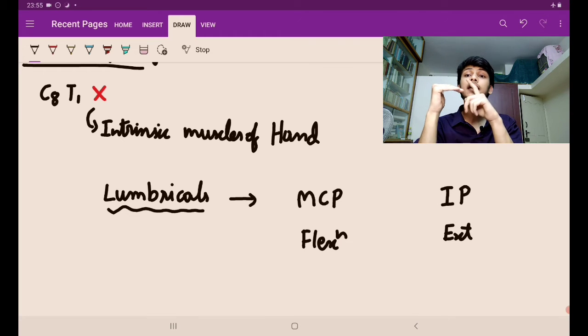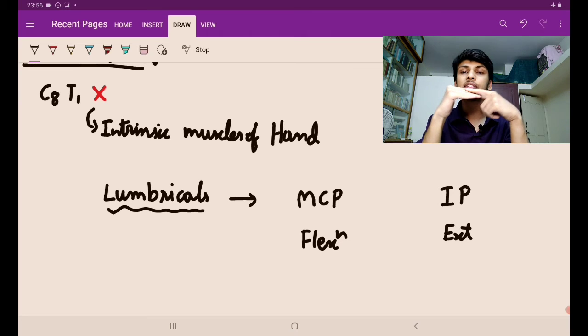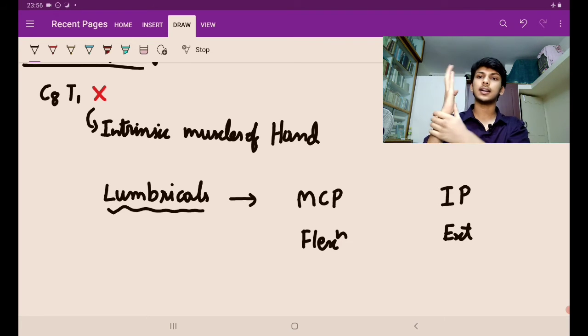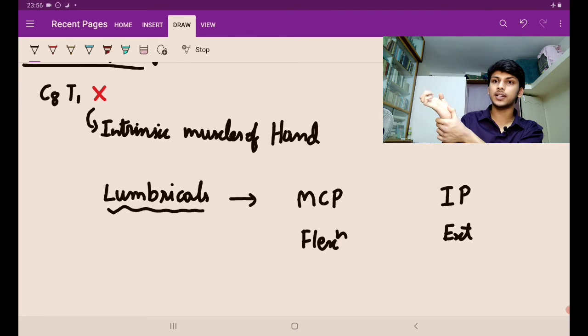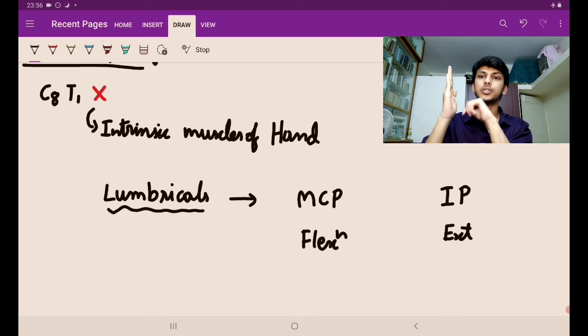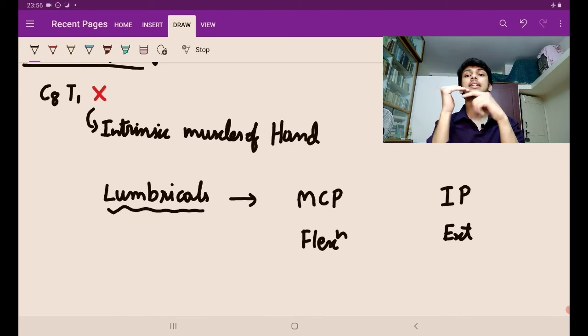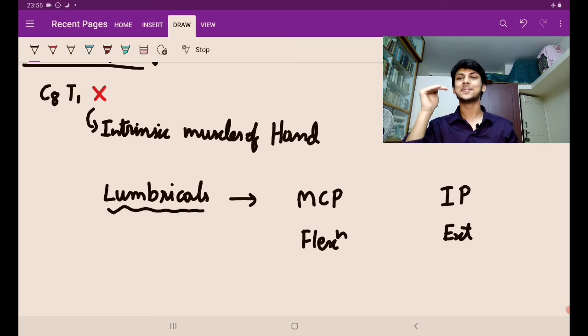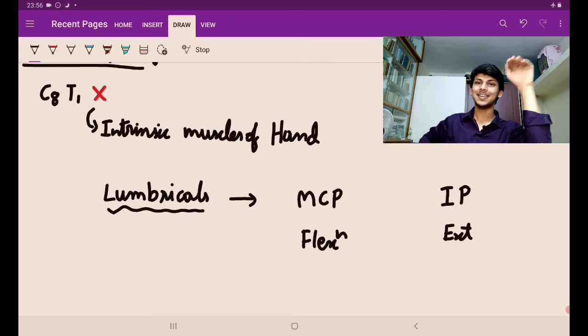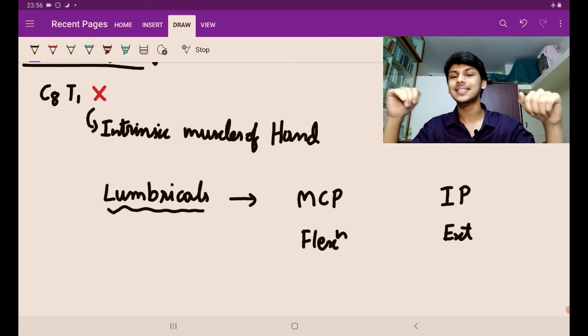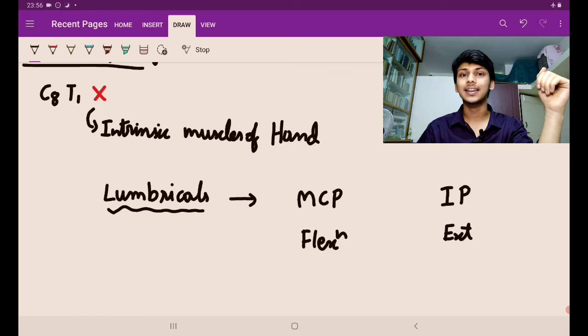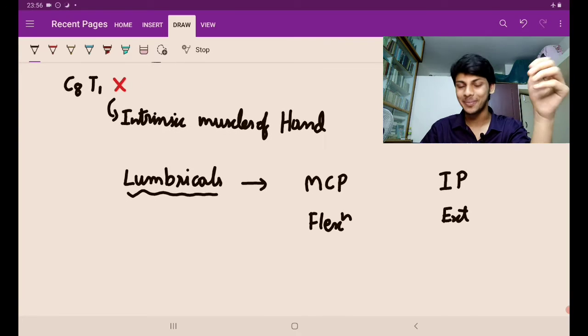caused by the lumbricals. And there is one very interesting thing: extension of the interphalangeal joint. See here, these are the interphalangeal joints. This is flexion, this is extension. Extension of the interphalangeal joint and flexion of the metacarpophalangeal joint is the action of lumbricals. In some dances also you must have seen they do it like this. This is the lumbrical action.